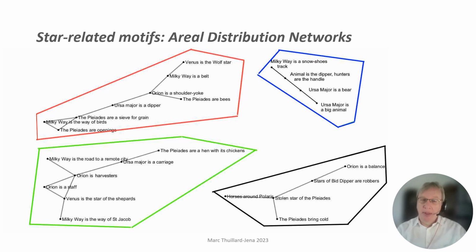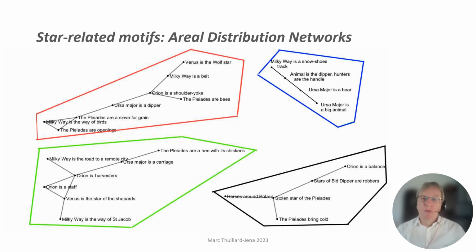Basically, we look at motifs that overlap. And if the overlap is large enough, we relate them with an edge. And you see here a small network or sub-network of motifs relating to each other. And it's interesting because if you go to the red motifs, you see that in some regions you have several motifs that overlap. The Pleiades might be a sieve for grain, but also might be an opening. So it's not only one meaning for the stars and the constellations. They can be embedded in different stories.